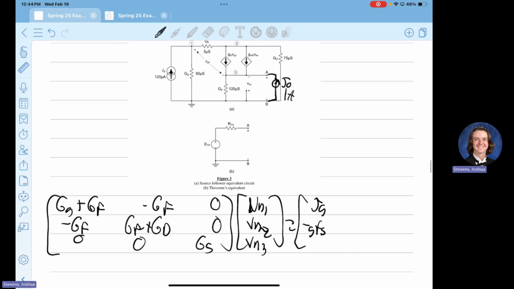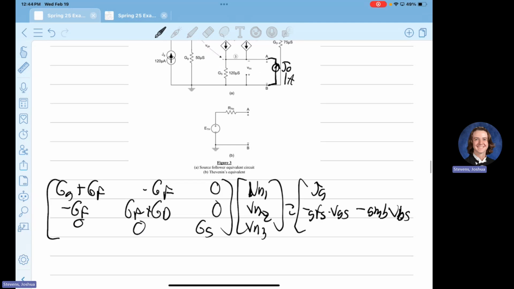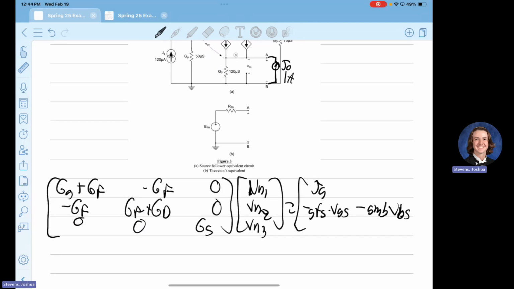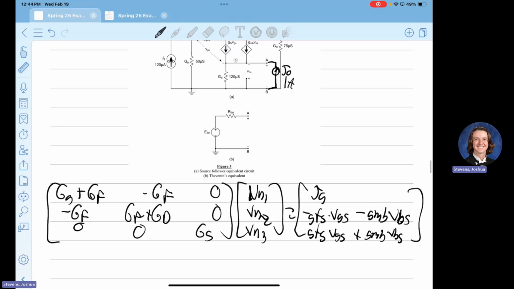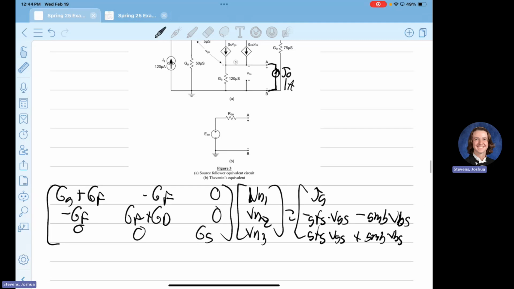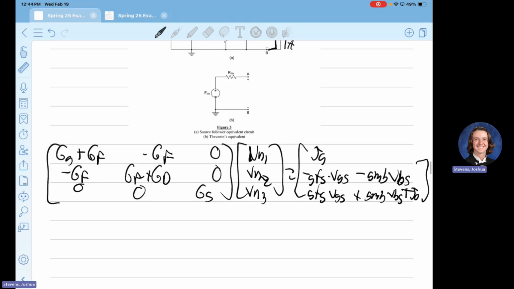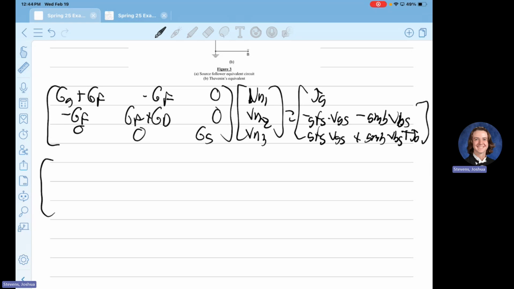Negative GFS times VG of S minus GMB VB of S. And for node 3, it's just flipped: GFS VGS plus GMB VBS. All right, oh, I forgot something. What did I forget? For node 3, what did I forget? Yep, and it's plus. All right, now I'm going to break these down into the few different vectors and matrices.